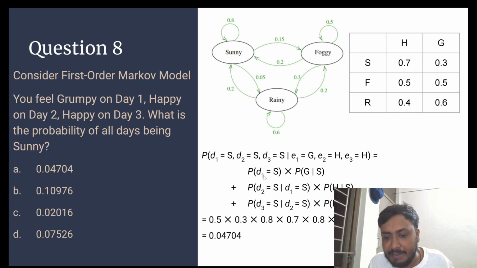Okay, so day 1 is sunny and you feel grumpy on a sunny day, into day 2 is sunny given day 1 is sunny, into feeling happy on a sunny day, into day 3 is sunny given day 2 is sunny, into happy on a sunny day. So this is just a simple multiplication of all these values and you get this. Okay. Alright, so this question is just this much only, not more than that. Now I have finished this part.